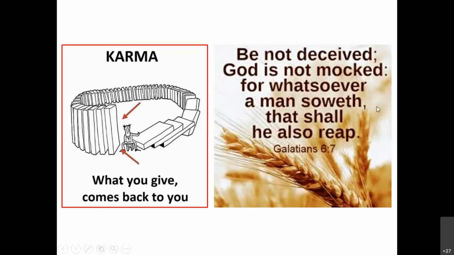So be not deceived. God is not mocked. Understand the law of karma, understand the law of nature, understand the law of memory. For whatsoever a man soweth, that shall he also reap. Whatever is stored in the memory, that itself is going to become a cause for the next effect.